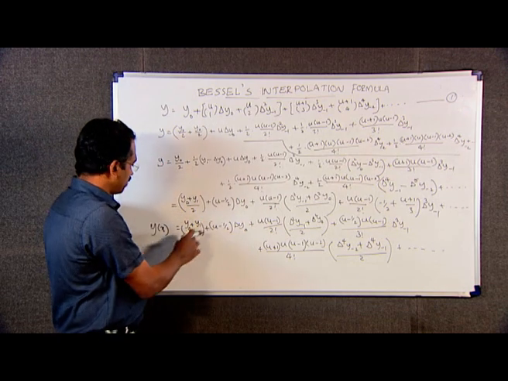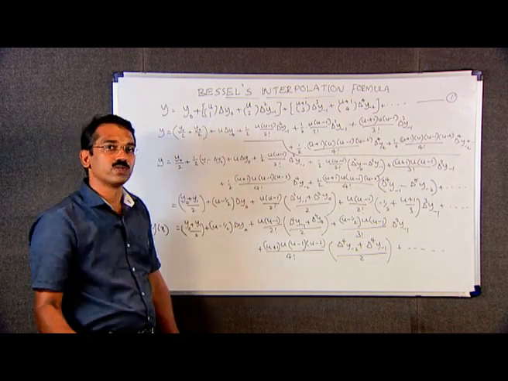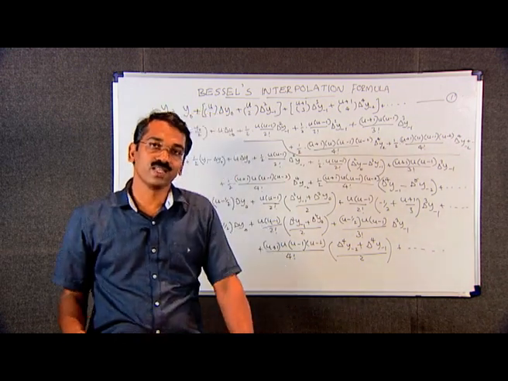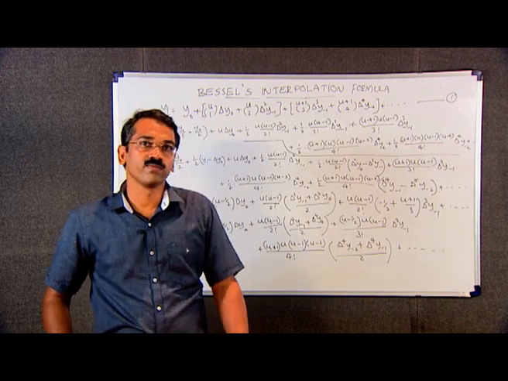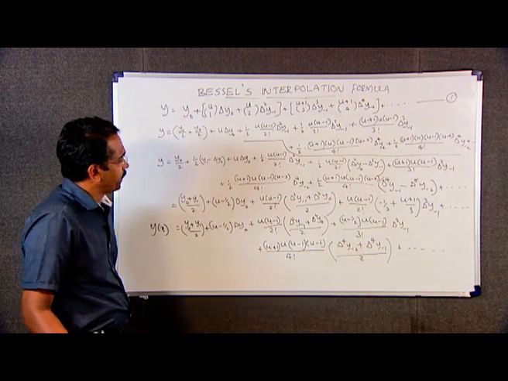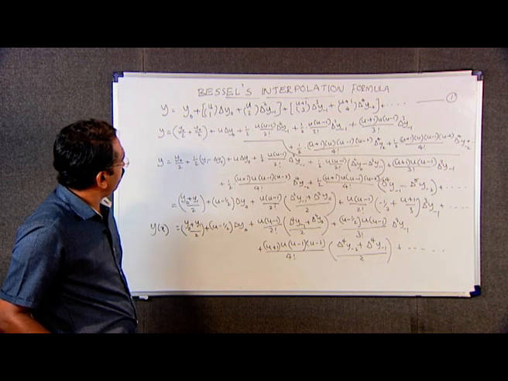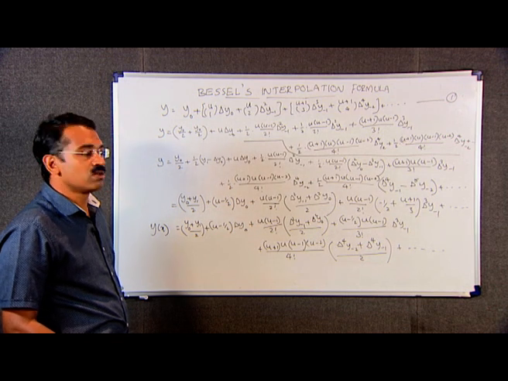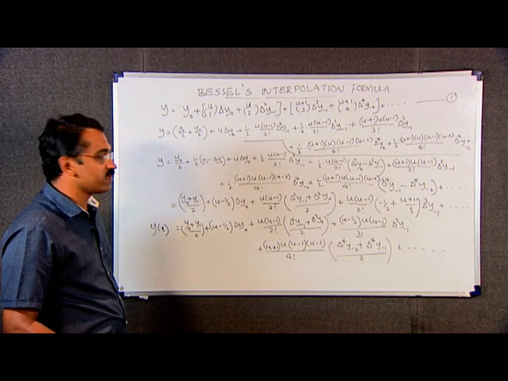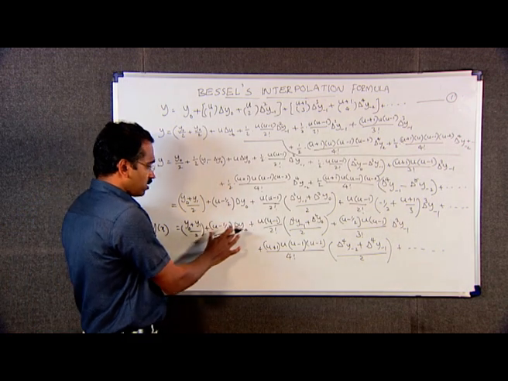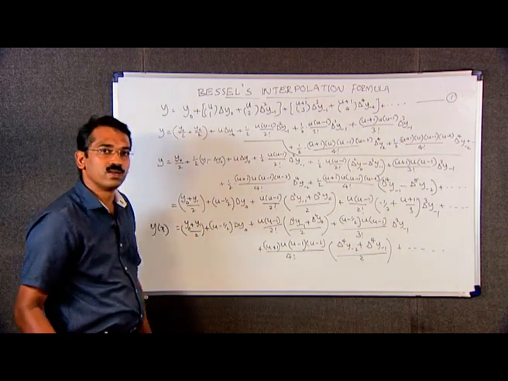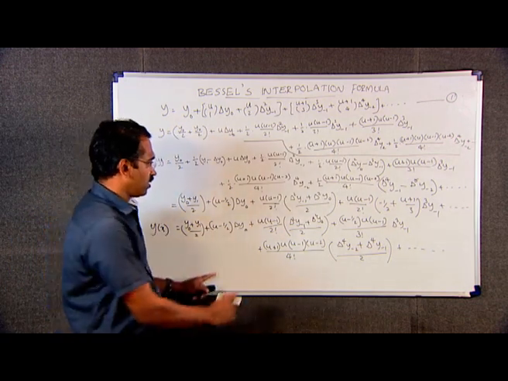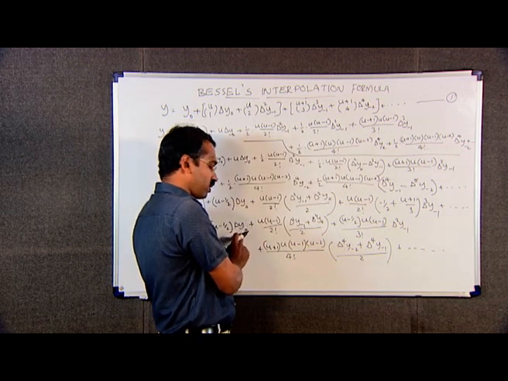This formula is known as Bessel's interpolation formula, which can be used to interpolate at or near the center of a given data. Now, if we write the central difference table, we can observe the terms involved in this formula. In the first term the difference is delta y naught, and this is an odd order difference.